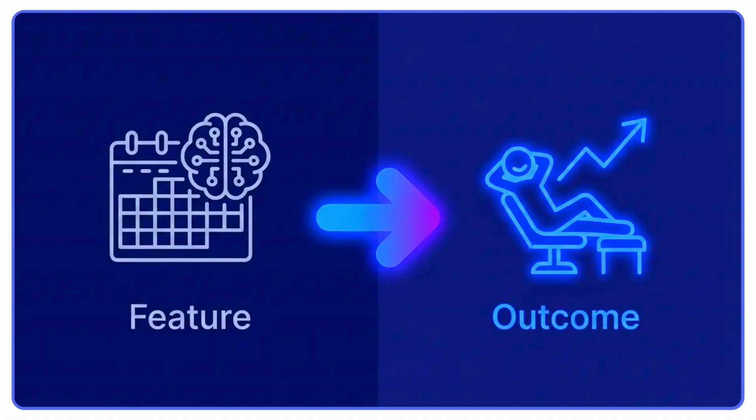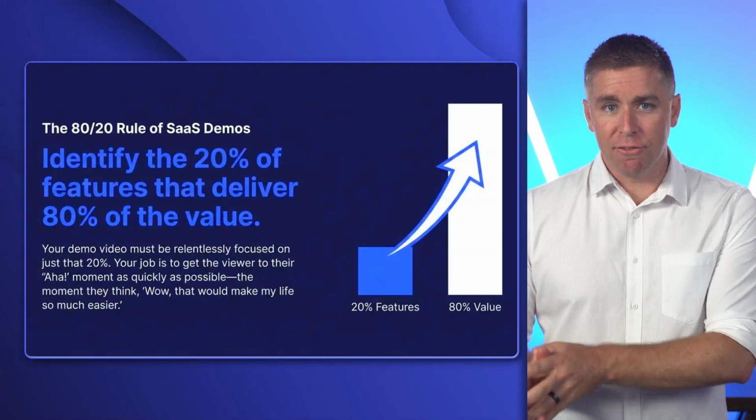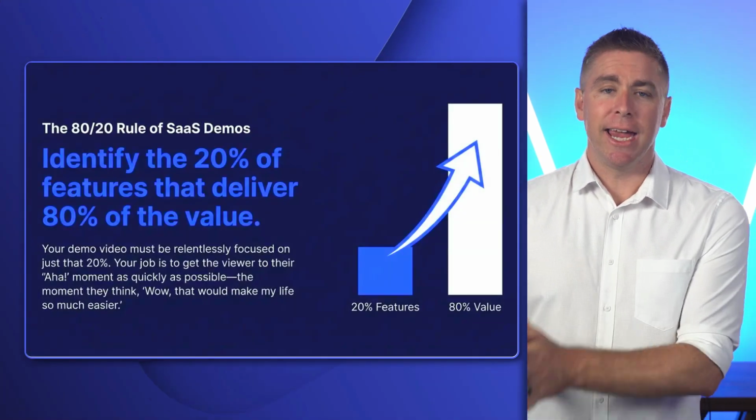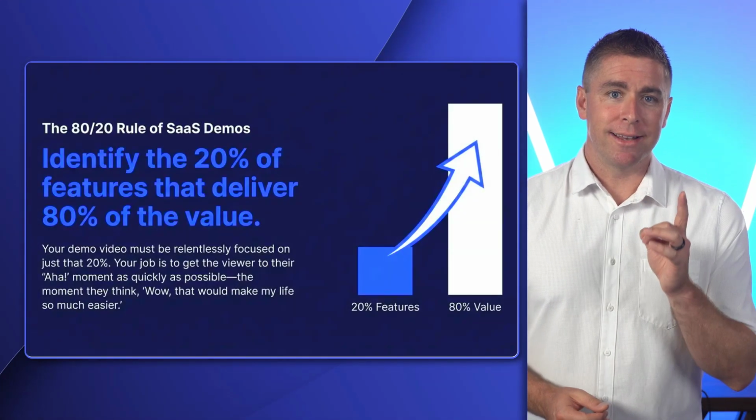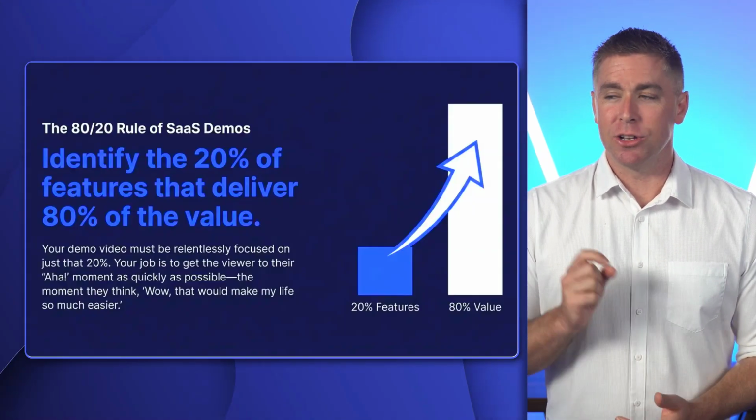Now, a feature is what your product does. An outcome is what your product does for them. And this is where the 80-20 rule of SaaS demos comes in. Your mission is to identify the 20% of your product's features that deliver 80% of the value for one specific customer. Your demo video must be relentlessly focused on just that 20%. So forget the obscure settings and the very niche integrations that only power users will touch. Your job is to get the viewer to their aha moment as quickly as possible.